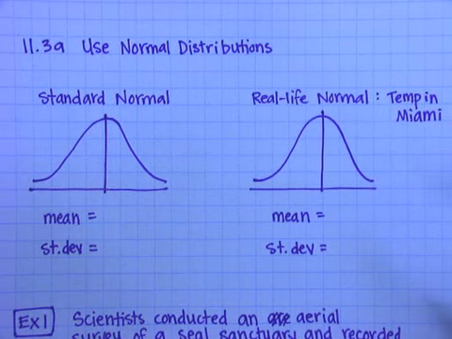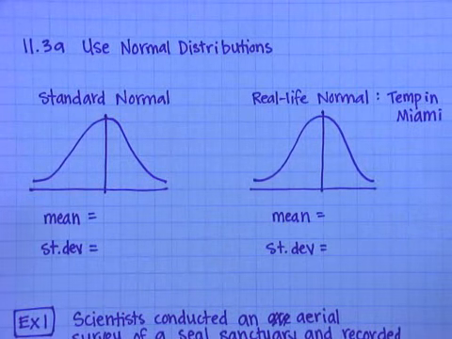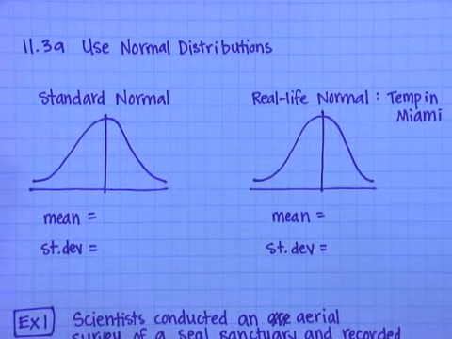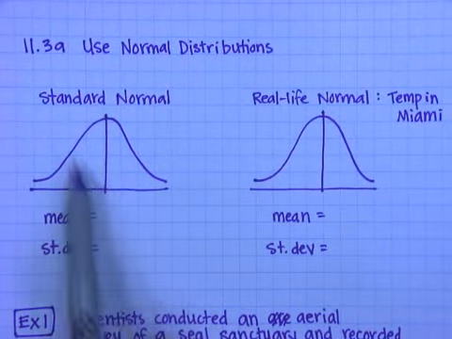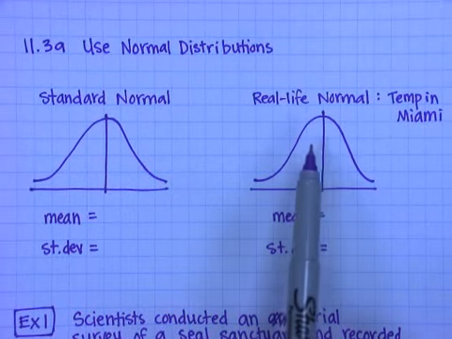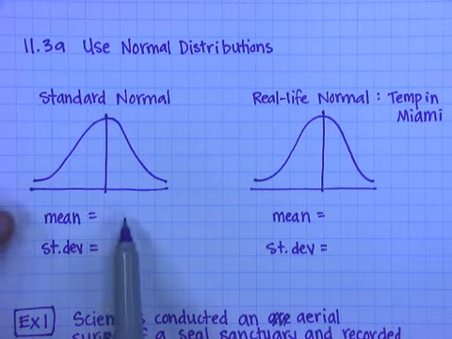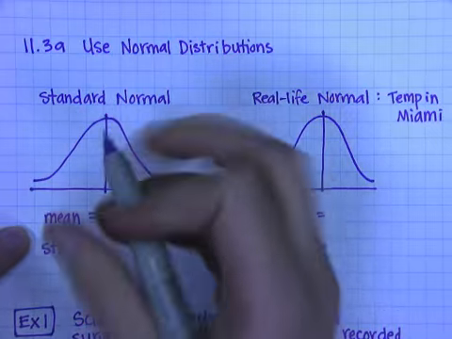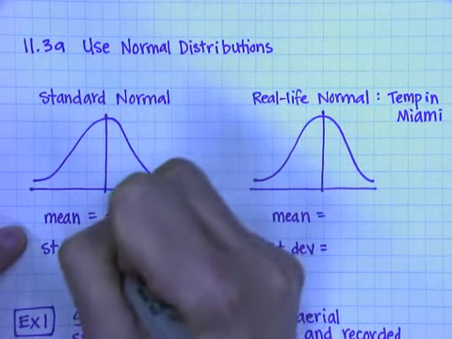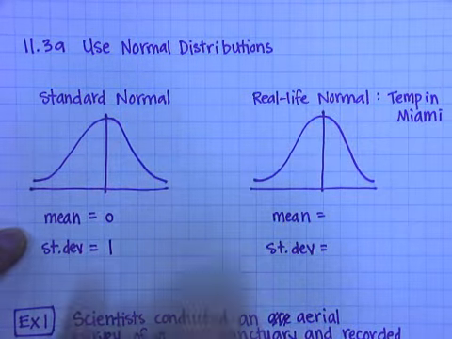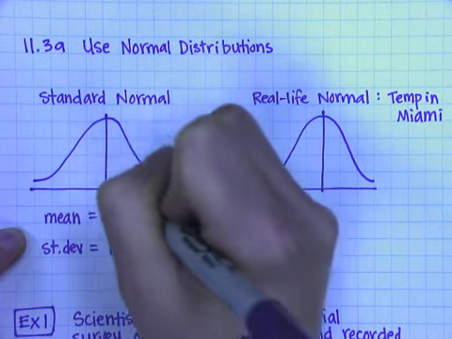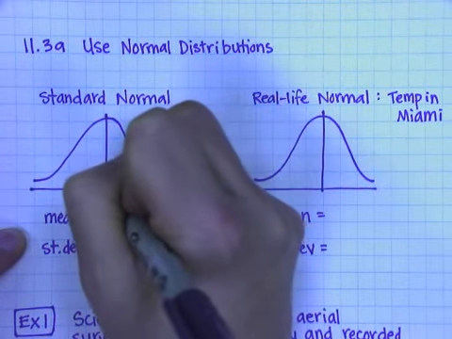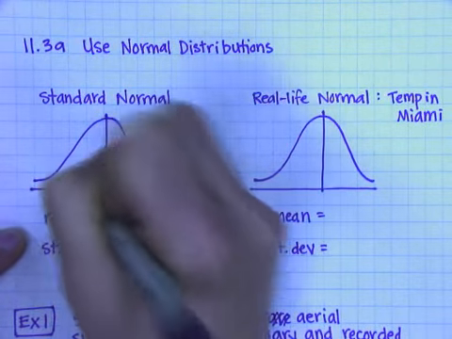Today in class we talked about normal distributions, or bell curves. One thing I wanted to point out is there's a difference between the standard normal bell curve and a bell curve in real life. The standard bell curve, if we're talking about something that's standard normal, has a mean of 0 and a standard deviation of 1. That means the middle of the bell curve is 0, and every time we want to go one standard deviation, we're just going 1 unit.